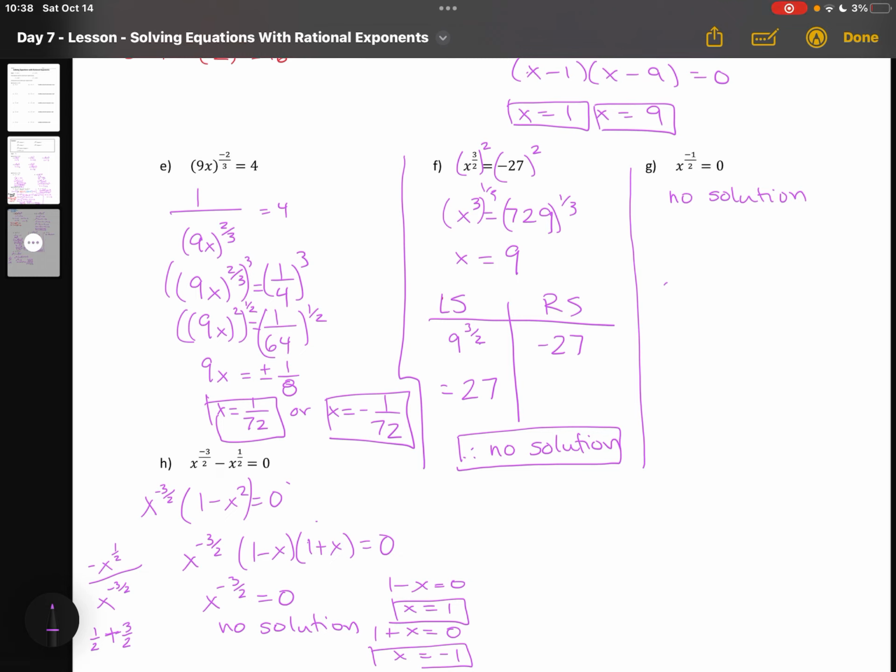Hopefully hearing the explanations helps you to solve some of the equations with rational exponents. Good luck.